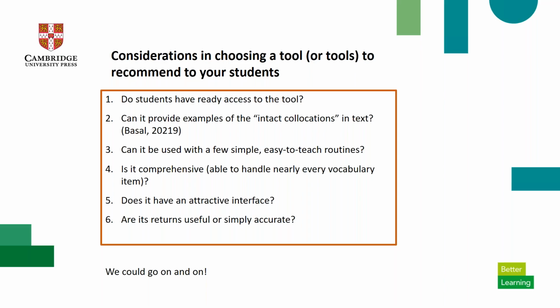They need to have something they can be easily trained up to. Is the tool comprehensive? That is, can it handle nearly every vocabulary item they want to work with? And it should be attractive. They'll use it more if it's attractive. And are its returns useful or simply accurate? If its returns are useful, great. That's what we want. They can be simply accurate. That is, showing that "the" collocates with almost every noun. Well, yes, that's true. That's very accurate, but it's not very useful.